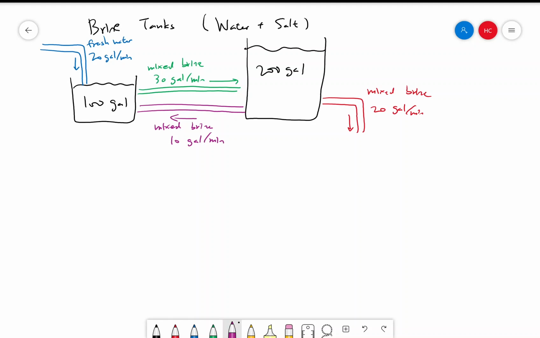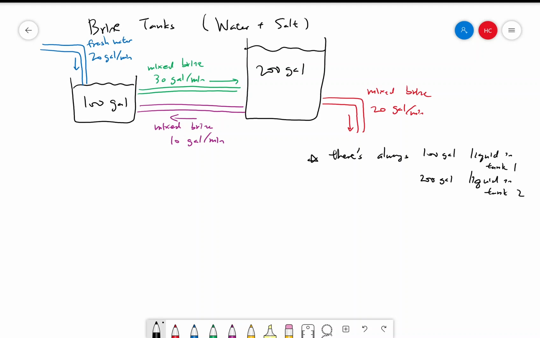The first thing to notice here is that there's always 100 gallons of liquid in the first tank and 200 gallons of liquid in tank 2. If you calculate it in and out, the amount of liquid stays the same, so no tank gets dried out or overfilled. The first tank always has 100 gallons of liquid, and the second tank always has 200 gallons of liquid.